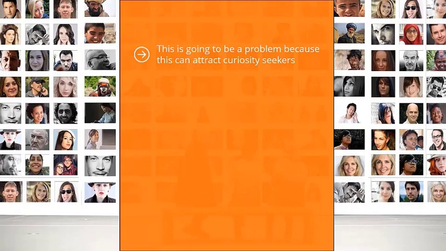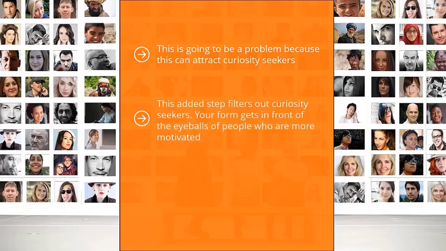This is going to be a problem because this can attract curiosity seekers. This can attract people who are not really all that interested, but are just curious as to the incentive that they would get. In other words, you risk attracting all the wrong eyeballs. You have to set up your list in such a way where the prospect has to click a button to get to the form. This added step filters out curiosity seekers.